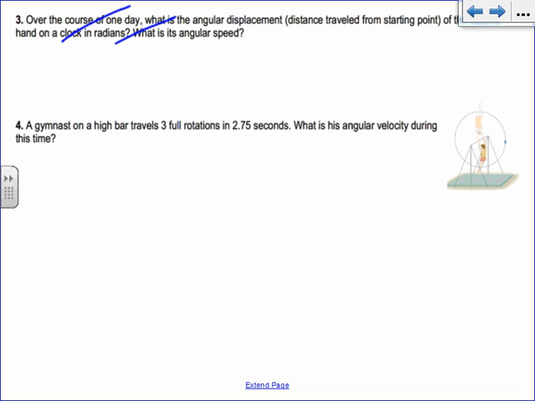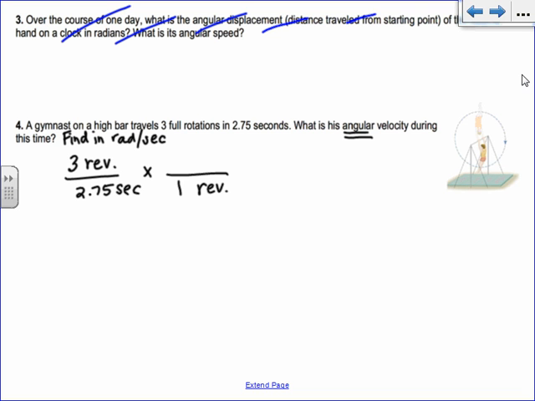So next up. A gymnast on a high bar travels 3 full rotations in 2.75 seconds. What is his angular velocity during this time? Okay. So we have 3 revolutions per 2.75 seconds. So if we talk about an angular velocity, maybe we want it in radians per second. So if we want to do that, then we need to change our revolutions into radians. So we have 2 pi radians.